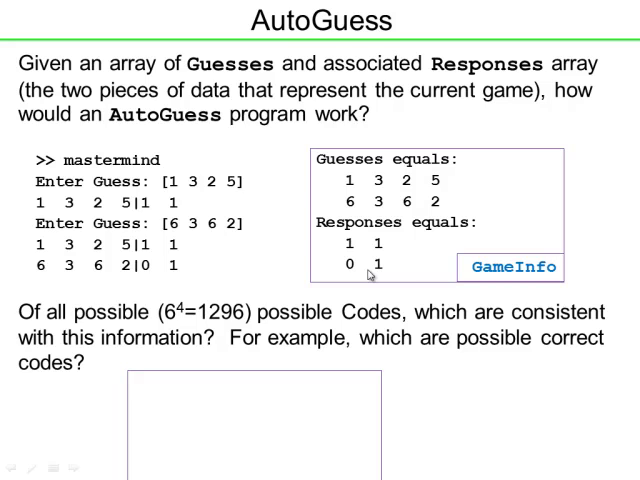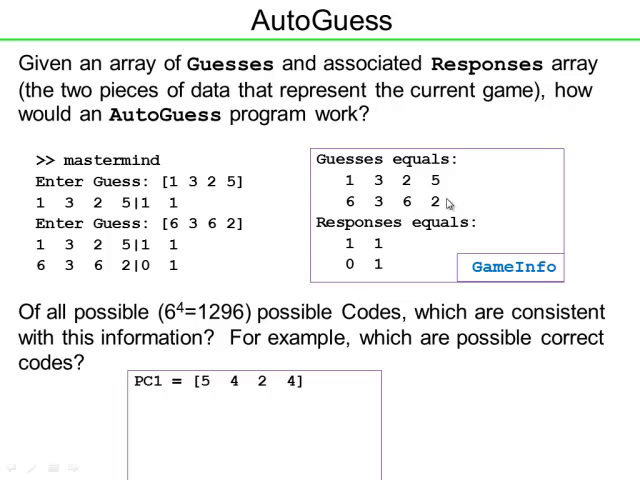So which other codes are consistent with this? What could it possibly be? Let's think about it. Could the code be 5424? Let's see if this matches up. Well, if the code was 5424 and I had made this guess, yes, the 2 matches, nothing else has a perfect match. So that's 1 right color, right place. And then this 5 is the right value, but it's in the wrong place. So this guess would give me a 1-1.